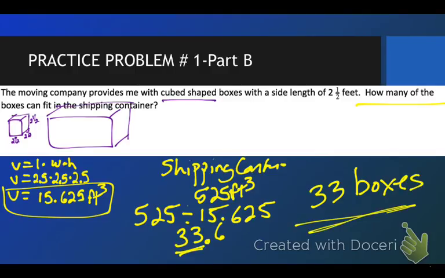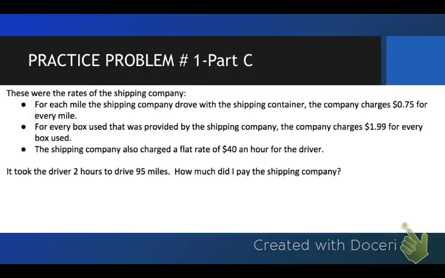Okay? That's your answer. Now, we also have part C, and that's where it's going to get tricky. So part C is always the hardest part, so let's move on. No, remember, we have 33 boxes. Let's move on. Okay. These were the rates of the shipping company.